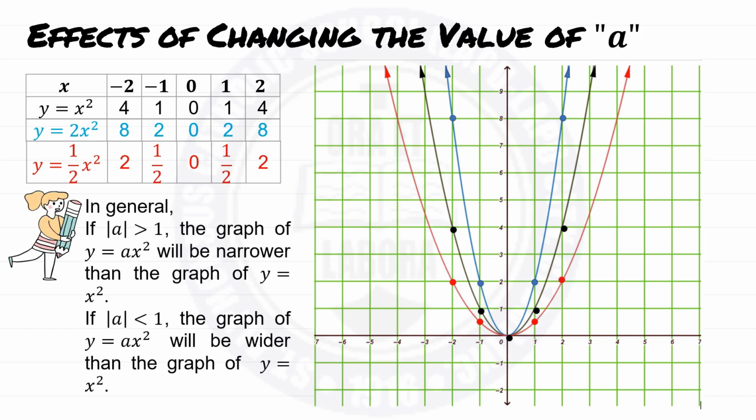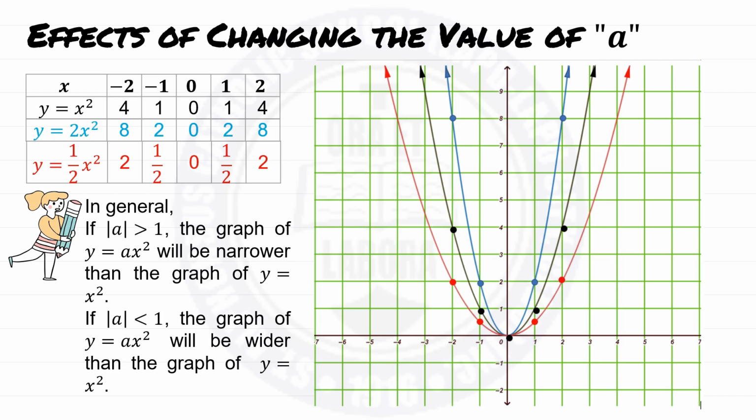In general, we could say that if the absolute value of a is greater than 1, then the graph of y equals ax squared will be narrower than the graph of y equals x squared. And if the absolute value of a is less than 1, the graph of y equals ax squared will be wider than the graph of y equals x squared.